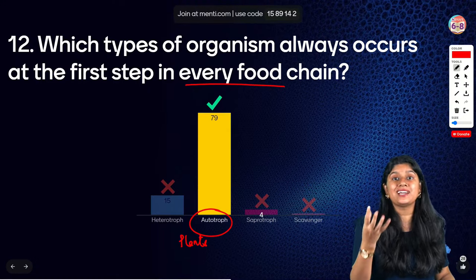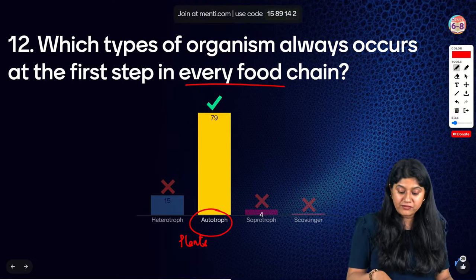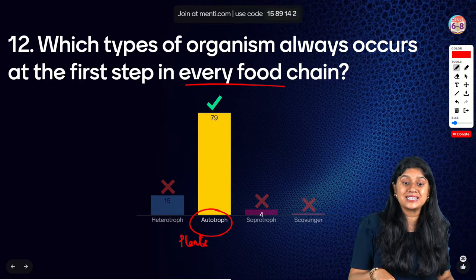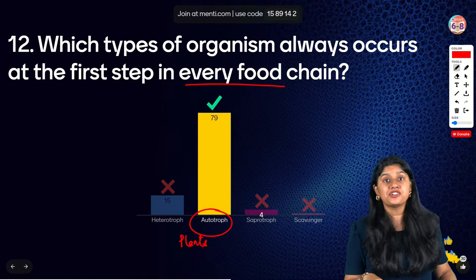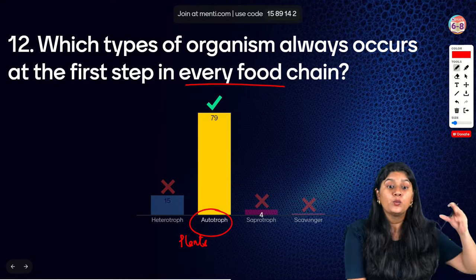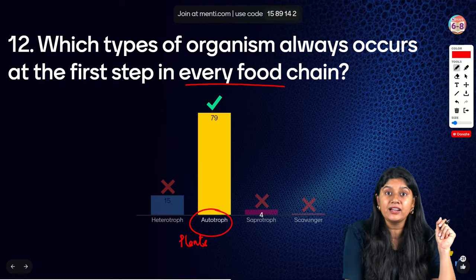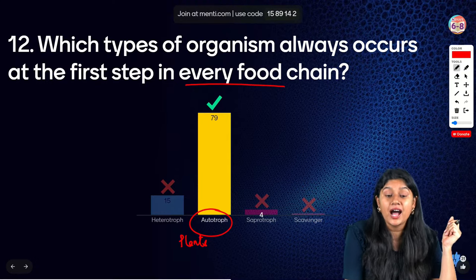We depend upon the other organisms, right? Then we have saprotrophs. These are the organisms that feed on dead and decaying organisms, like fungi. Scavengers are those animals which feed on the meat of dead animals, like vulture, like hyena. Okay? So everyone, are we clear with this?